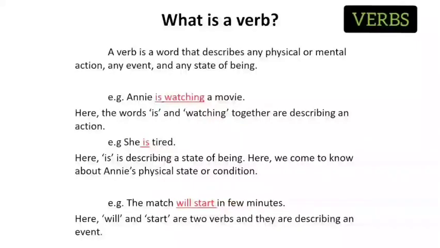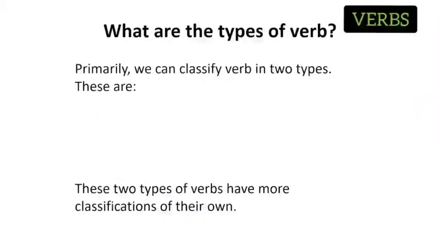Now if you look at all these things, first is Annie is watching a movie. What is displayed here is watching, that is present continuous, where is is a be verb. She is tired, so our condition is displayed here. So here is, that is auxiliary, and will start, that is future tense, and start is the verb here. So you can see here the words is and watching together are describing an action. Here is describes a state of being. So here we come to know about Annie's physical state or condition.